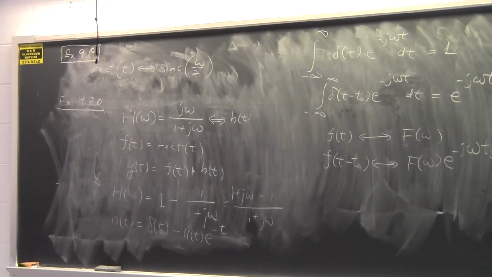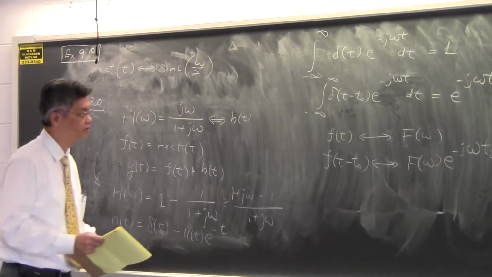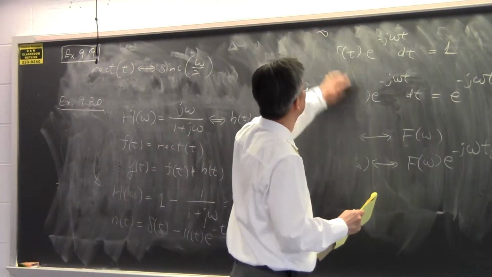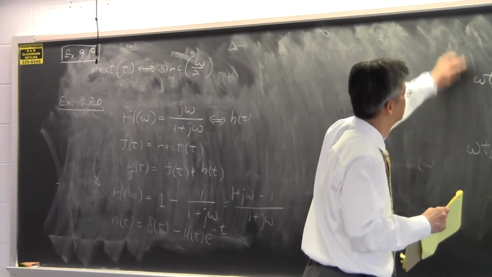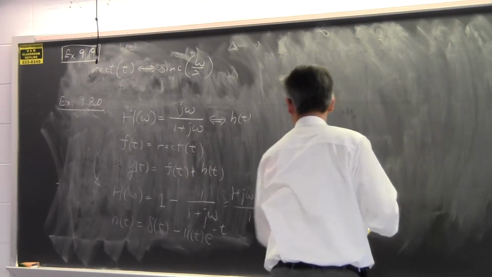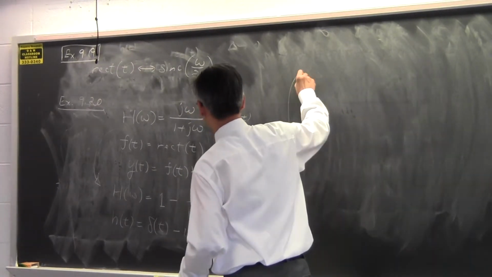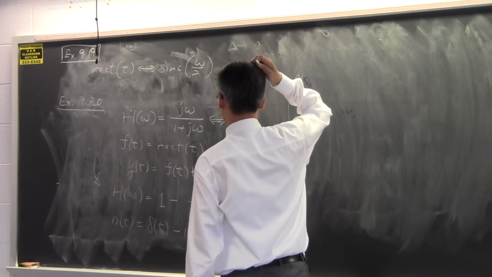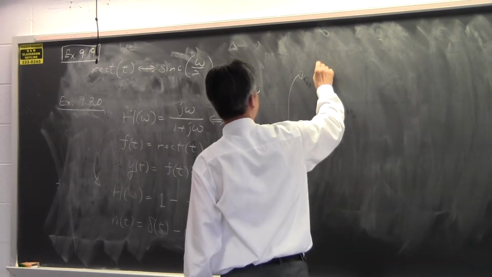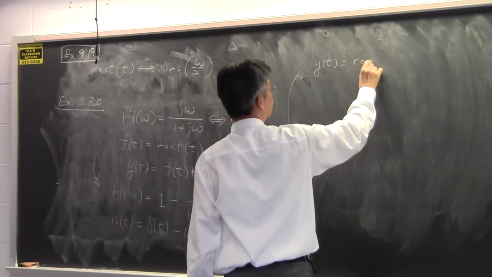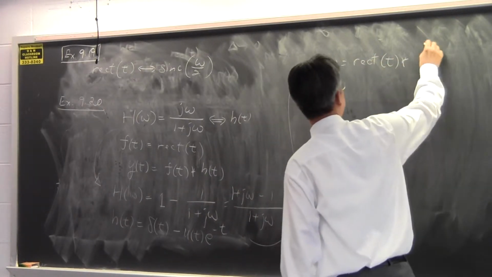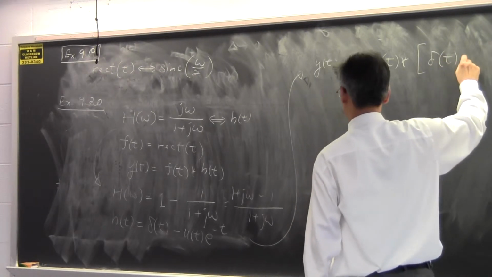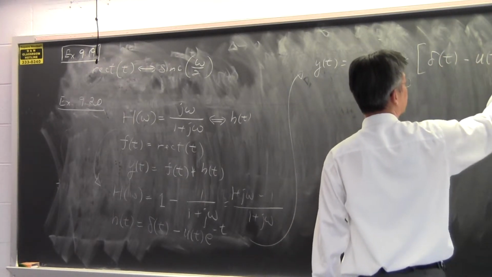Okay? Then the next thing you do is to go through this exercise of doing this convolution. And it's not a very difficult exercise. Okay? So you will have y of t being equal to rect of t convolving with h of t, which is written as delta of t minus u of t e to the minus t.